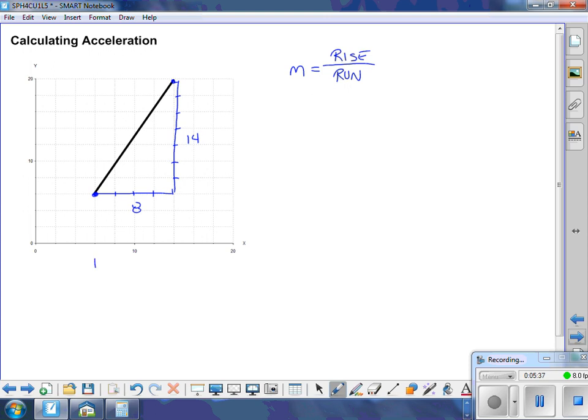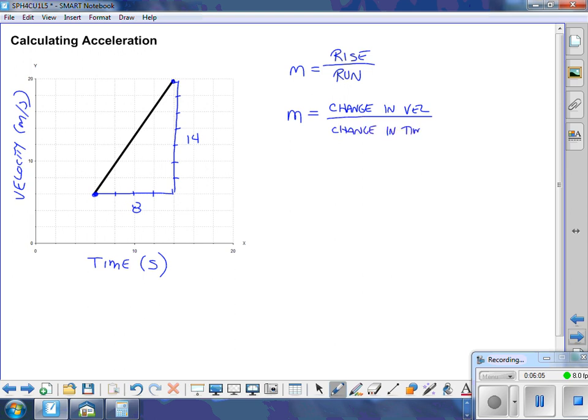Now remember, across the bottom of our graph, we had time in seconds, and up here we had velocity, which is meters per second. So that means that our slope is going to be our change in velocity divided by change in time.